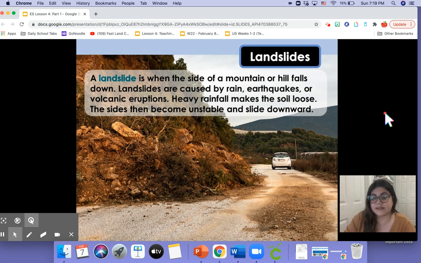Landslides. Landslides are easy to remember because it's a compound word: landslide. A landslide is when the side of a mountain or hill falls down. Landslides are caused by rain, earthquakes, or volcanic eruptions. Heavy rainfall makes the soil loose. The sides then become unstable and slide downward.